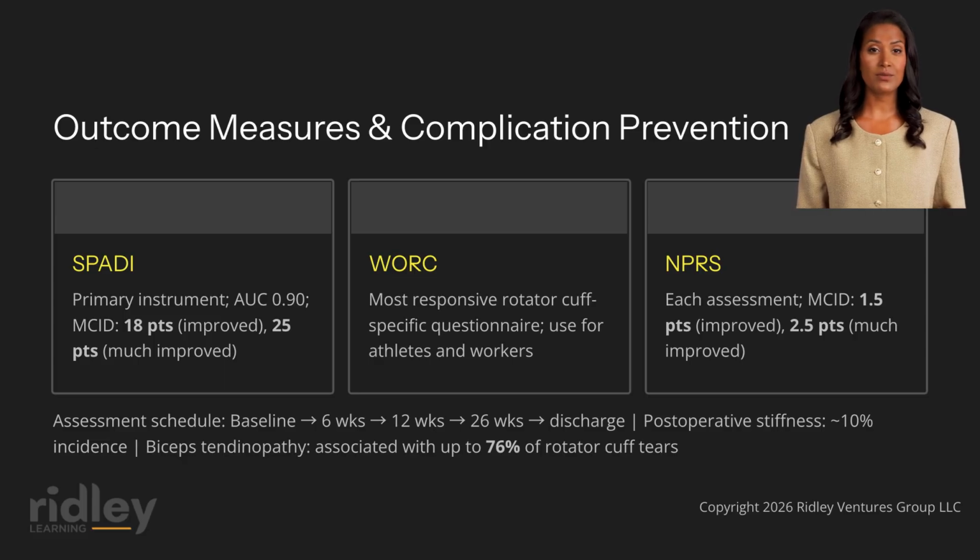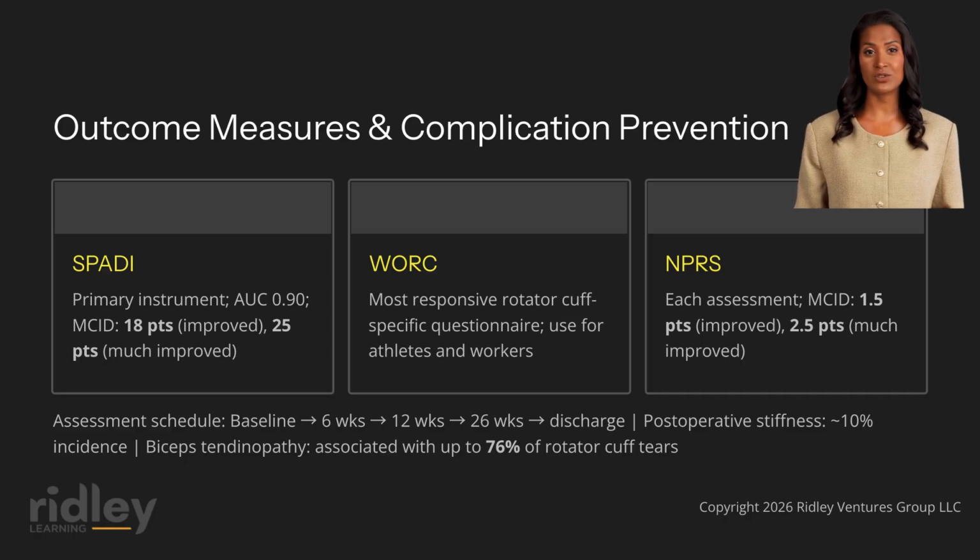The numeric pain rating scale should be administered at each assessment interval, with a minimum clinically important difference of 1.5 points for improved and 2.5 points for much improved. Performance-based functional tests such as the closed kinetic chain upper extremity stability test are particularly valuable for athletes and workers requiring dynamic stability assessment. Patient-reported outcome measures should be administered at baseline, at key phase transitions at 6, 12, and 26 weeks, and at discharge.